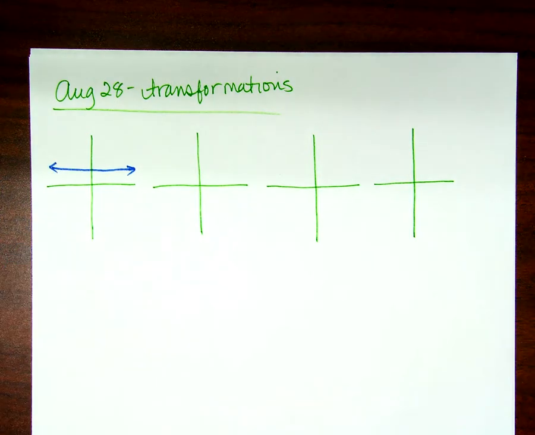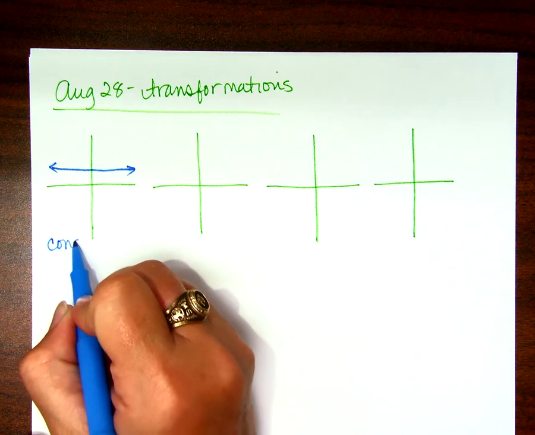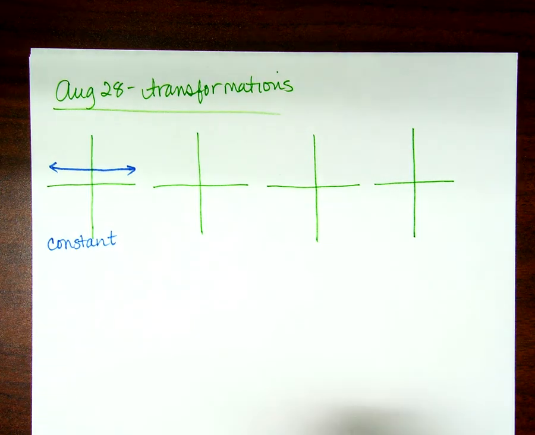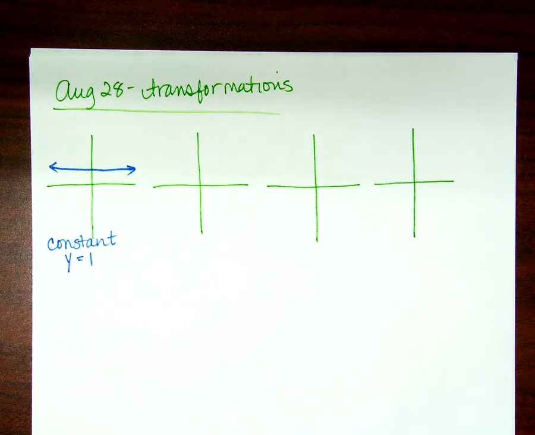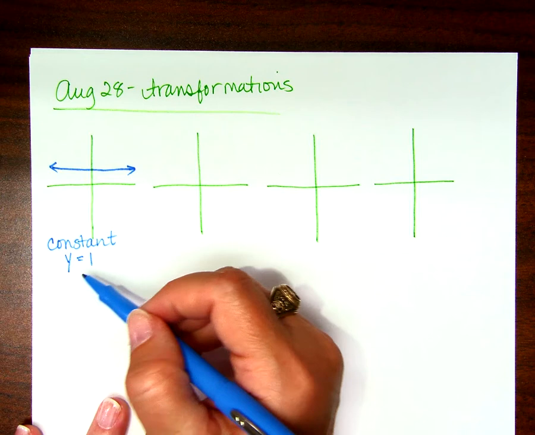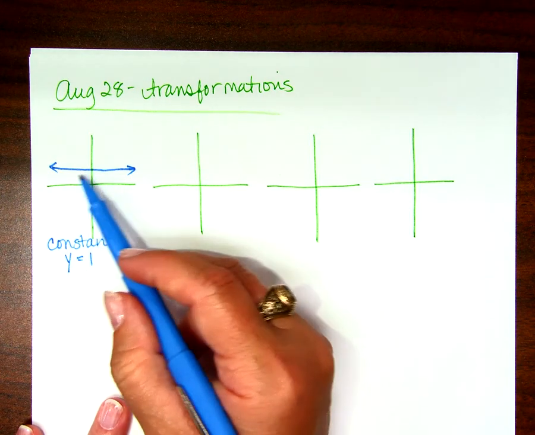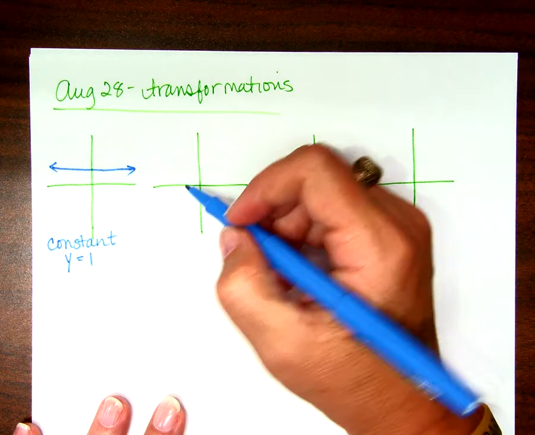Was that even on our worksheet? No. That's because it's a constant. The equation would be y equals 1. It's a horizontal line. Okay? That's why it's y equals 1, because it's crossing the y-axis at 1. Correct? Okay?